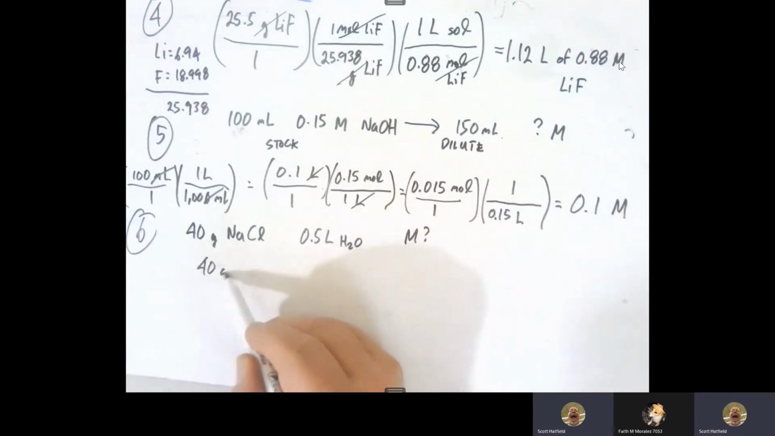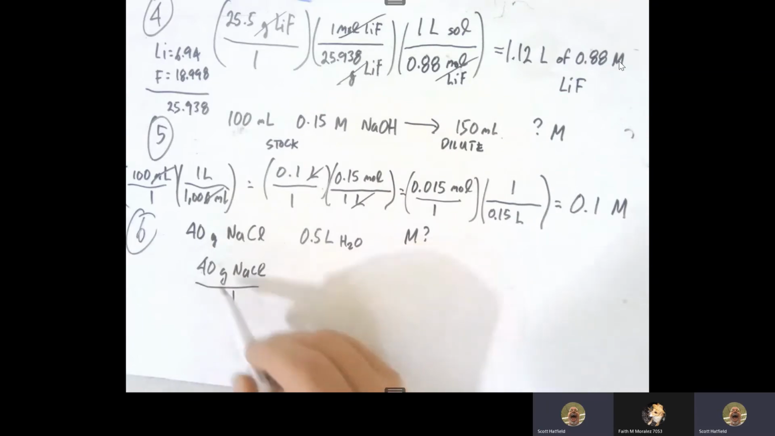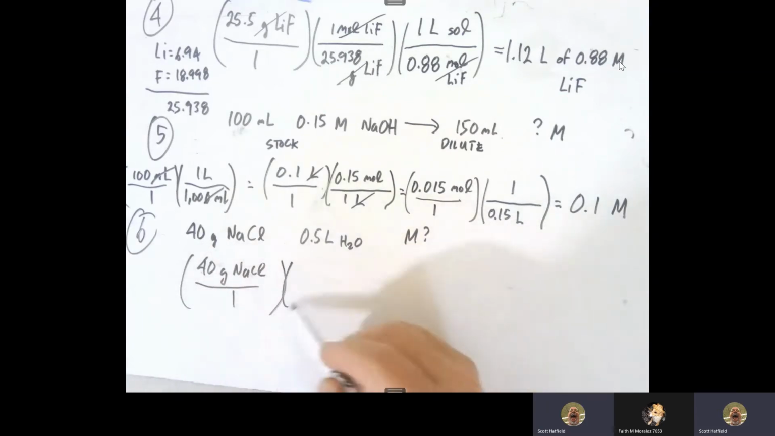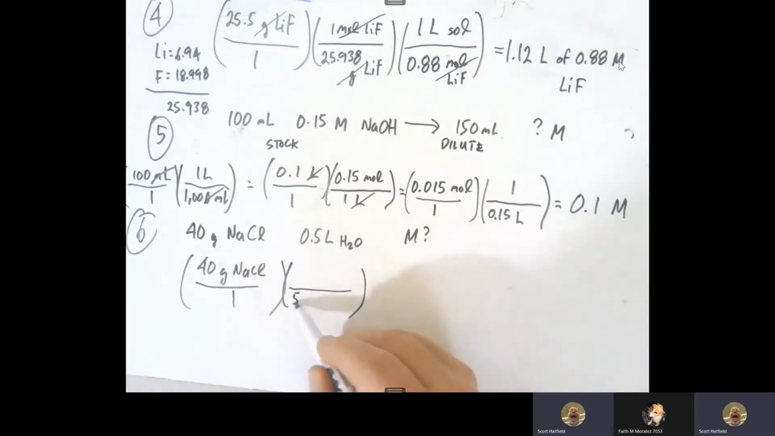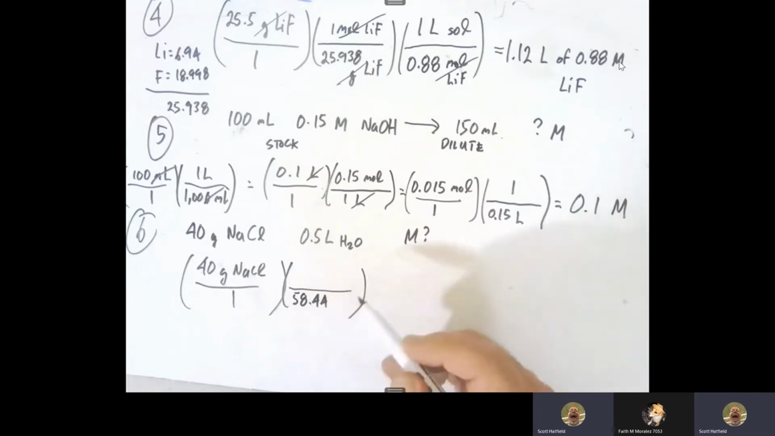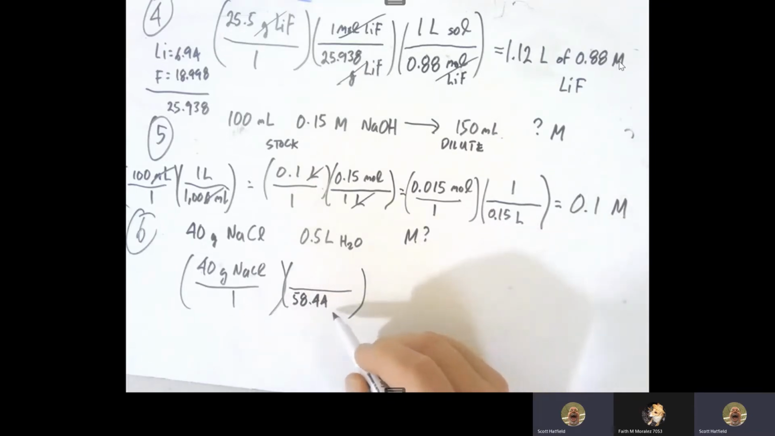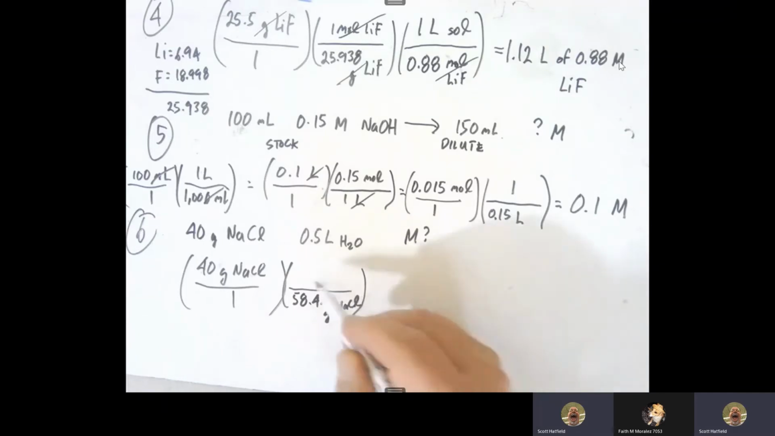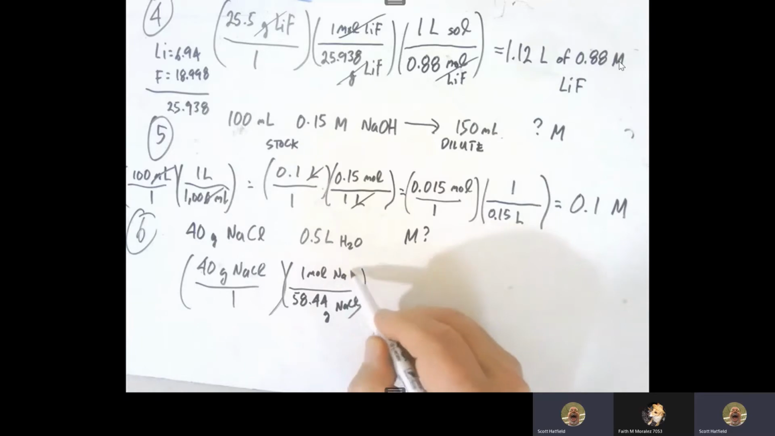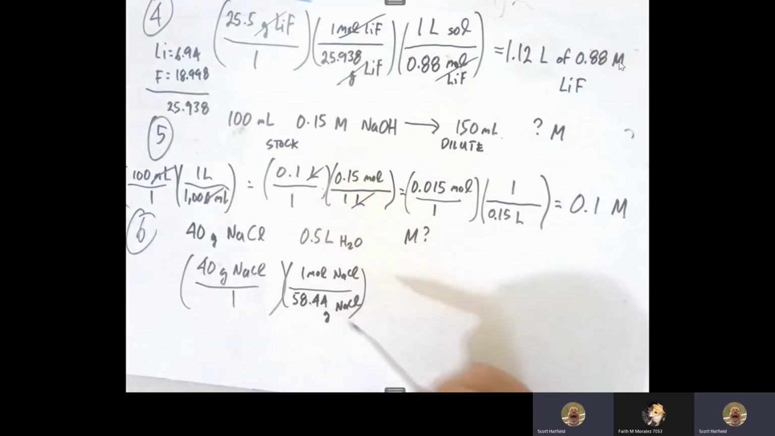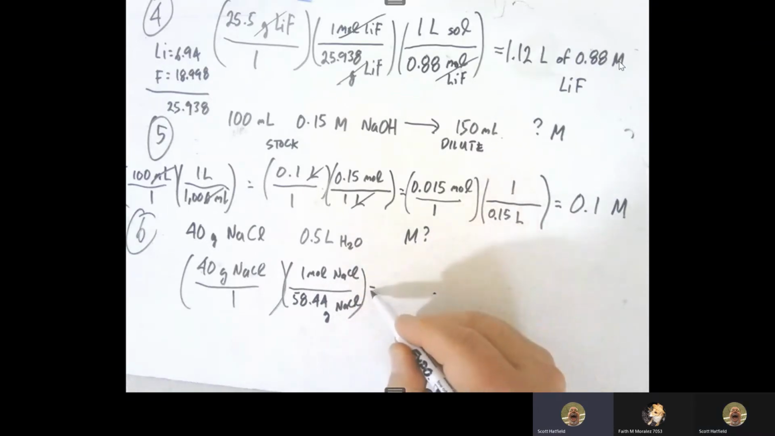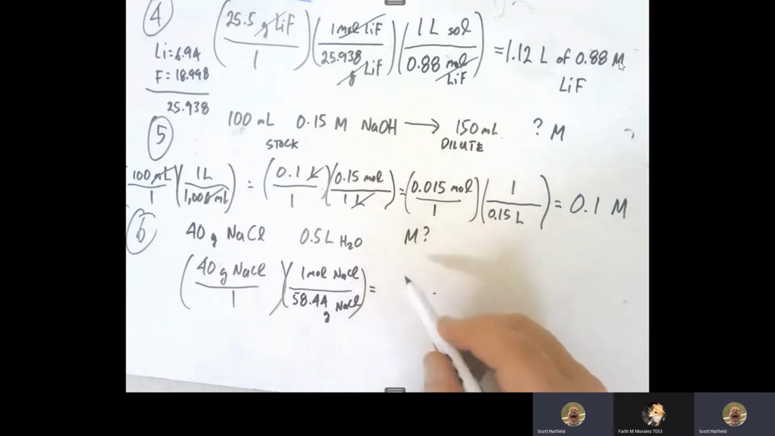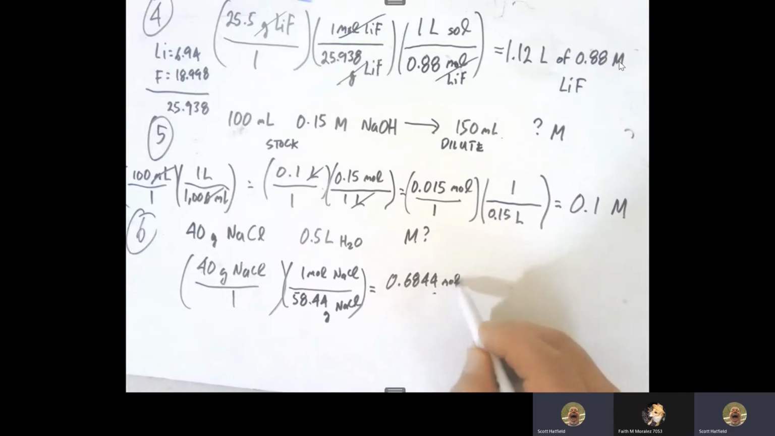Okay, so we take our given, which is 40 grams of sodium chloride. That's what's given over 1. And we're going to convert it from grams to moles because we got to have moles in order to do moles per liter. So we're going to use the molar mass. It turns out that 1 sodium is 22.99 and 1 chlorine is 35.45, and we add them all together. Hey, 1 mole of sodium chloride is 58.44 grams of sodium chloride. So this result will give me the number of moles, which is 0.6844 moles sodium chloride.